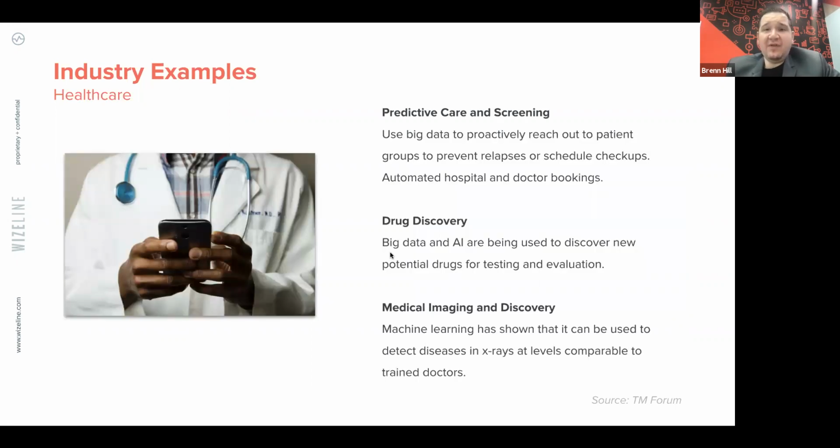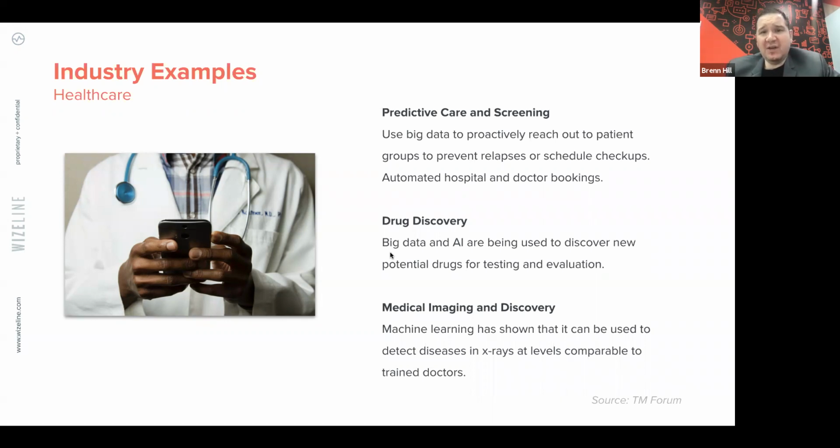And in healthcare, this is just exploding. You can use predictive care and screening. So you can use big data to proactively reach out to patients, schedule checkups, automate hospital bookings. Drug discovery is one of the ones that's being used. I know in America, they're looking at this where they run a bunch of existing drugs through machine learning, and they use machine learning and AI to predict new chemical formulas. And then they can try those out, and they'll come up with things that humans maybe have never considered.